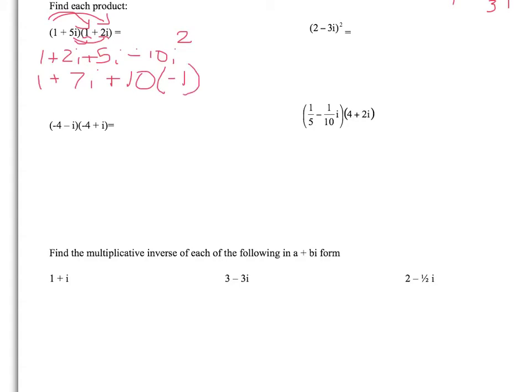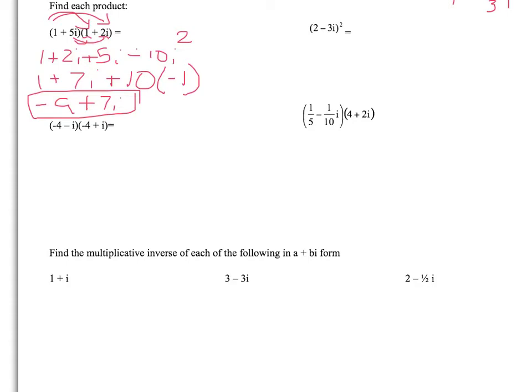So I can still do a little more work here. I change that to a negative 1. 10 times negative 1 is negative 10. Plus the 1 you have at the beginning is negative 9, plus 7i. And that's your final answer there. Let's do another one of them.